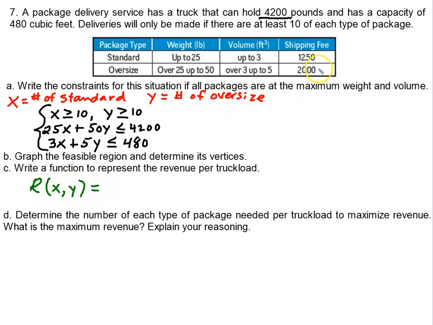And we're told that we're going to make $12.50 for each standard package. So $12.50 times the number of standard packages delivered. And then we're going to make $20 for each oversize package delivered. And so there's our letter C. That's our revenue function. And then letter D, after we've done our graph, we'll come back to this slide and take care of letter D.